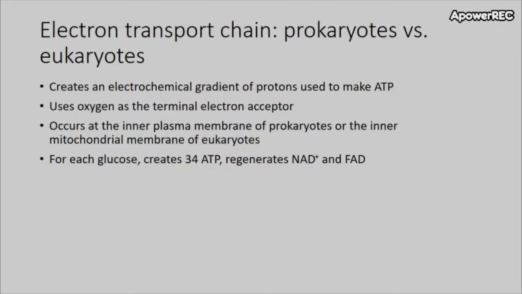This occurs in the inner plasma membrane of prokaryotes. Or in eukaryotes, you should know it occurs on the inner mitochondrial membrane within eukaryotes. For each single glucose molecule, you will end up creating a total of 34 ATP with this process, and you will regenerate the NAD plus and the FAD.